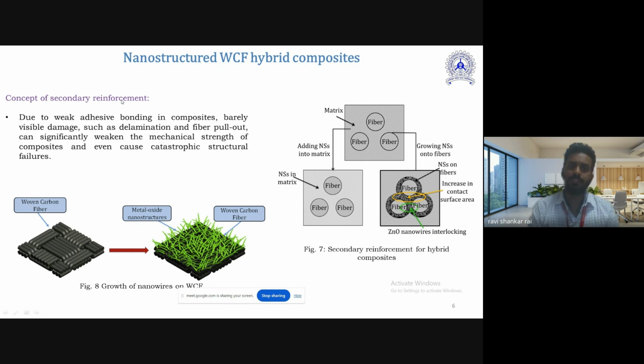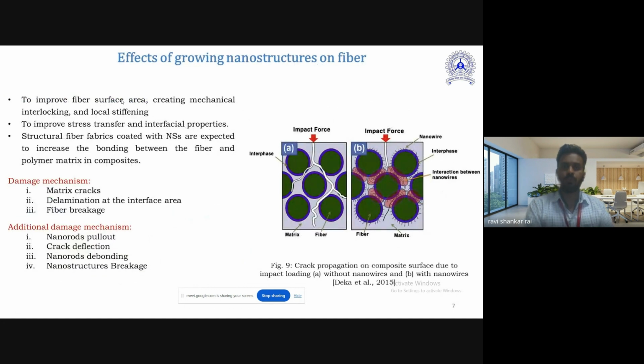Due to weak adhesive bonding in the composite, there is a delamination problem and fiber pull-out. That can be modified with the application of nanostructures upon the surface of the carbon fiber. So how can we modify it? If we grow the nanostructure directly onto the surface, we can improve the surface area. We can create mechanical interlocking and local shifting between the fabric material.